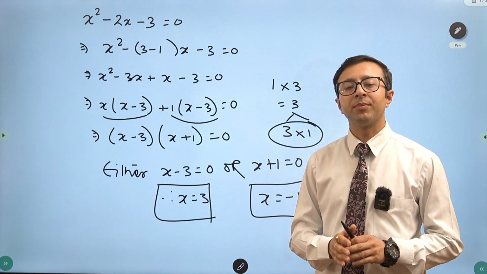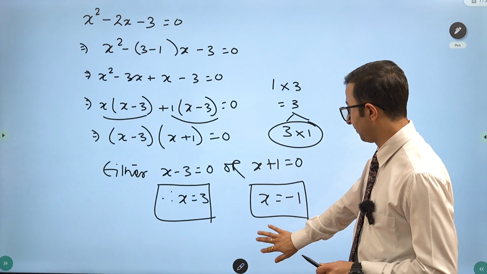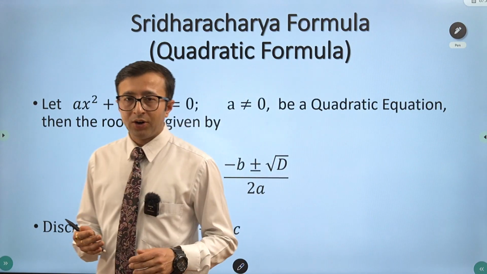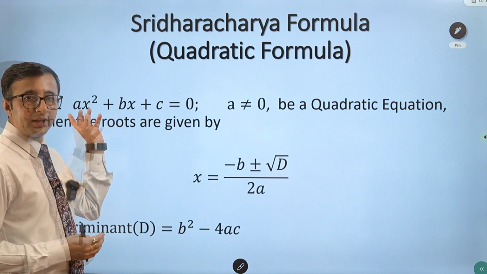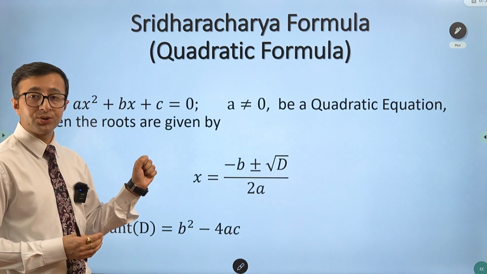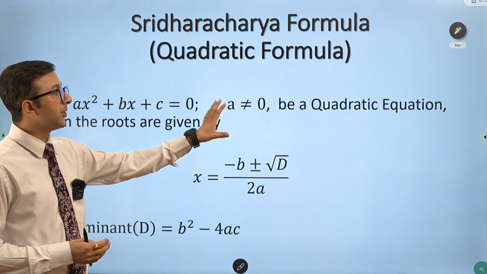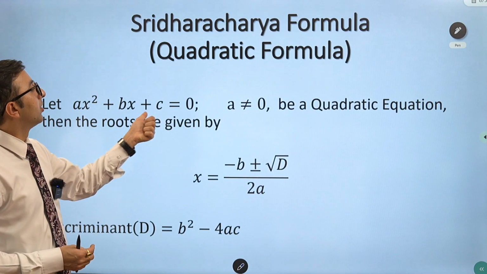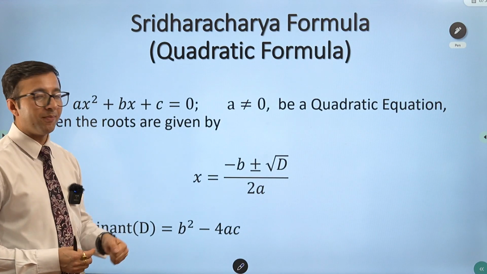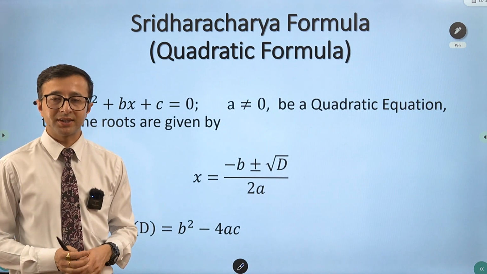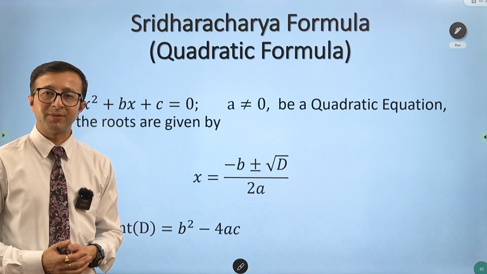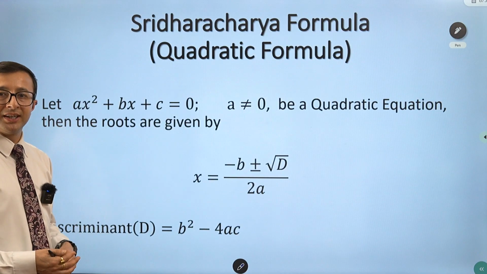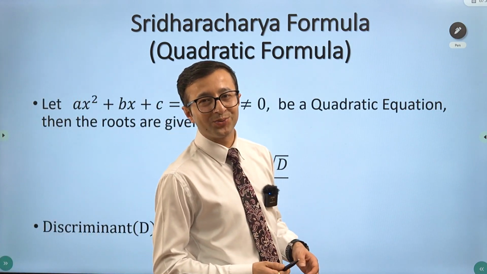Now what is another method? That is the Sridharacharya method or quadratic formula, which helps us find the roots of quadratic equations. So the Sridharacharya formula or quadratic formula says: ax square plus bx plus c is equal to 0, where a should not be equal to 0, be a quadratic equation. Then the roots of this equation are given by minus b plus minus square root d, whole divided by 2a, where d is the discriminant, which is actually b square minus 4ac.